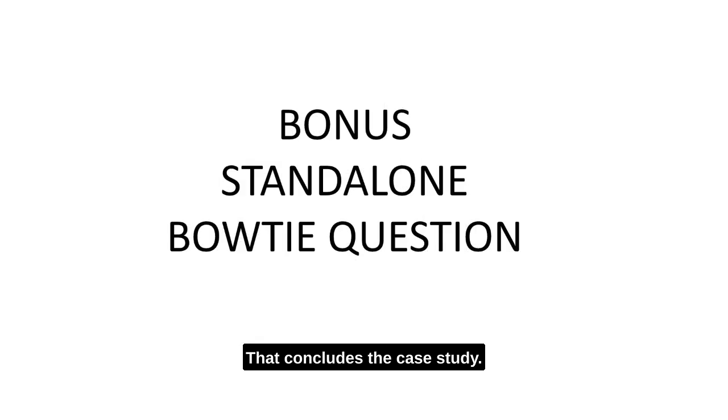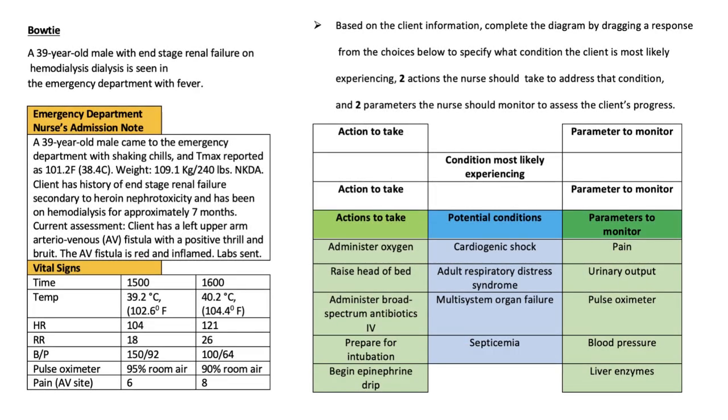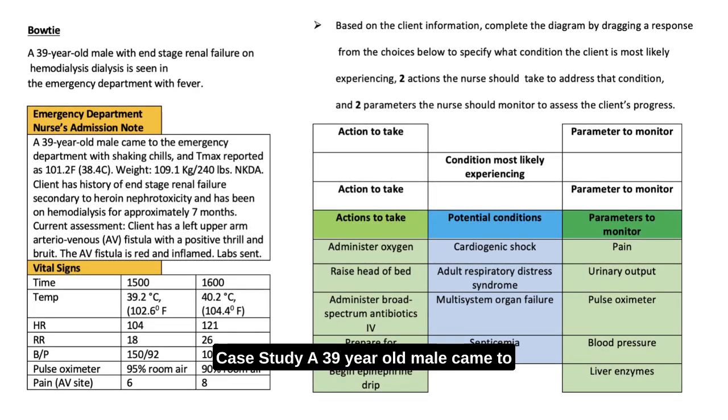That concludes the case study. Here is a bonus standalone Bowtie question. Bowtie case study. A 39-year-old male came to the emergency department with shaking chills, and temperature reported as 101.2 Fahrenheit, 38.4 Celsius. Weight, 109.1 kilogram or 240 pounds.